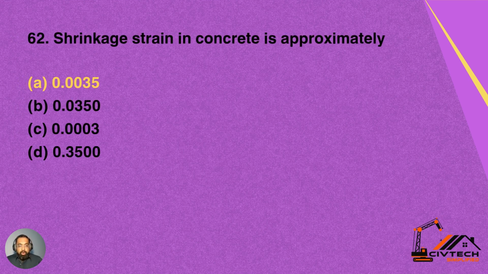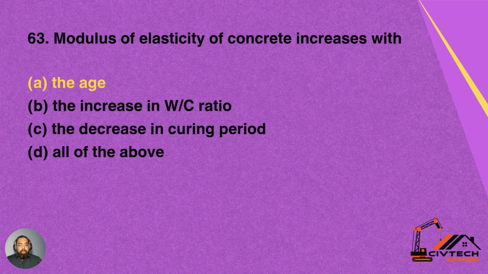Question 62. The shrinkage strain in concrete is approximately: 0.0035, 0.035, 0.0003, 0.35. So option A is the correct answer for this question. It's 0.0035.